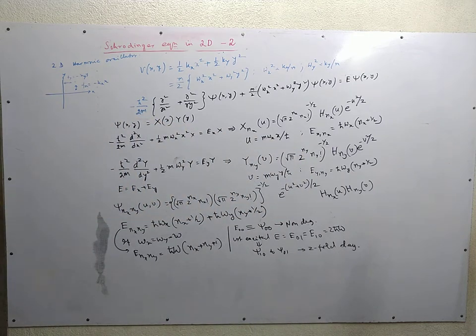This symmetric oscillator can also be solved in the r theta coordinate system, and I am not going into that discussion here. By this we finish our discussion on the Schrodinger equation in 2D. In the next class we shall go to the Schrodinger equation in 3D.